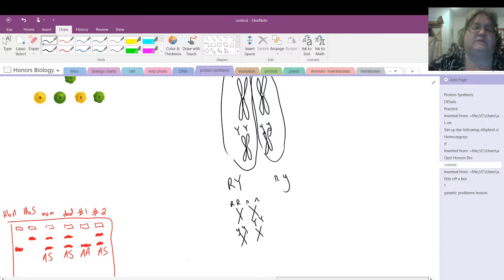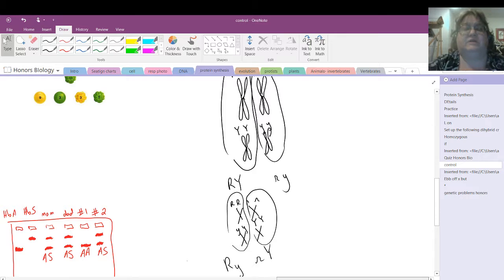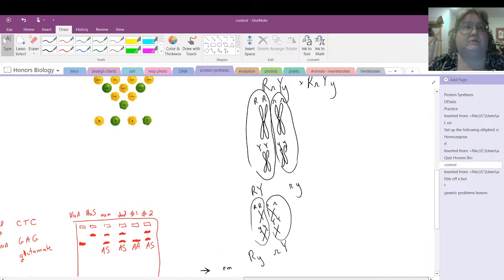So let's do that. Let's separate them out. If these then separate during anaphase 1, now you would get gametes, an egg or a sperm cell, with big R, little r, big Y. Now, there's the way to look at it through meiosis.